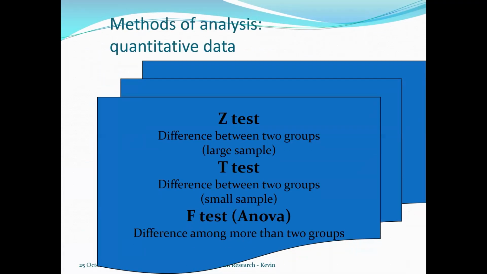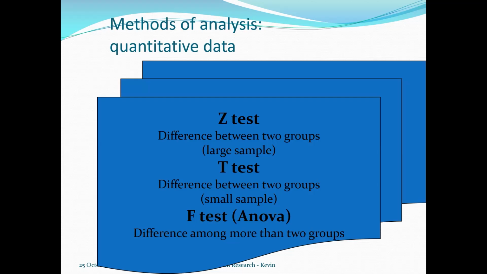There are three tests. Methods of analysis of quantitative data. Z-test: difference between two groups of large sample. Large sample means the sample sizes must be more than 30. When the sample size is more than 30, we say it is a large sample. If the two groups are having large samples, we use what is called the Z-test.